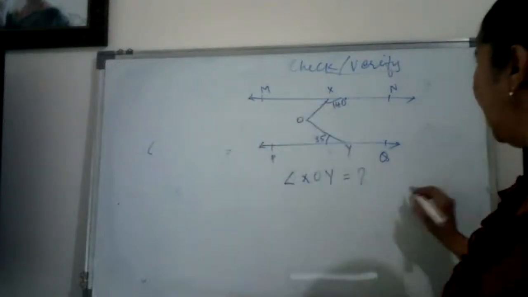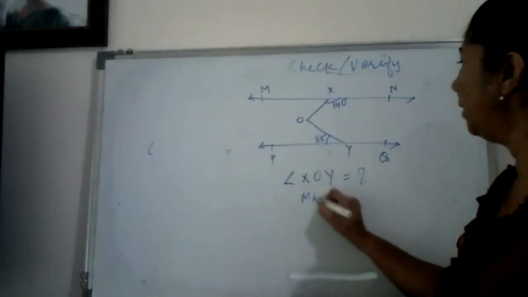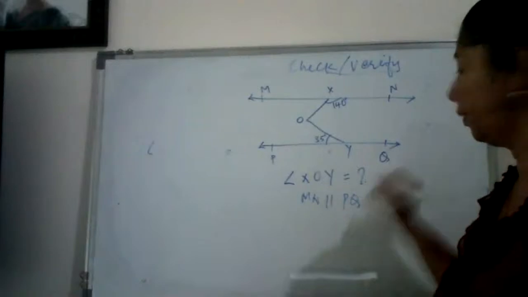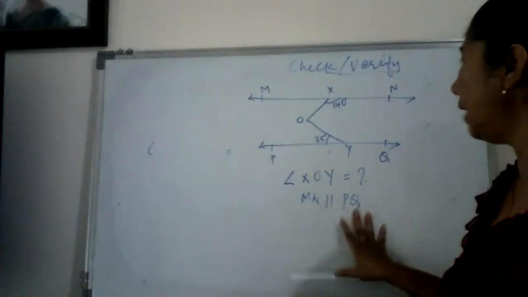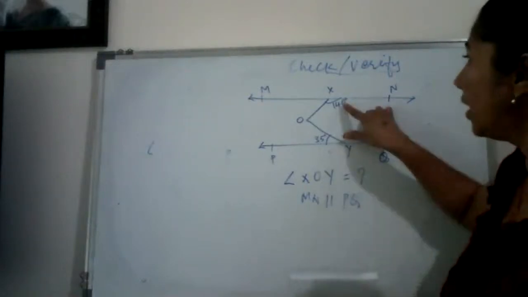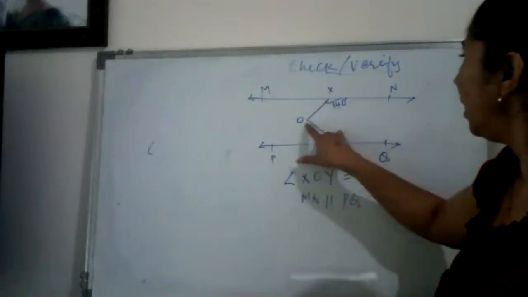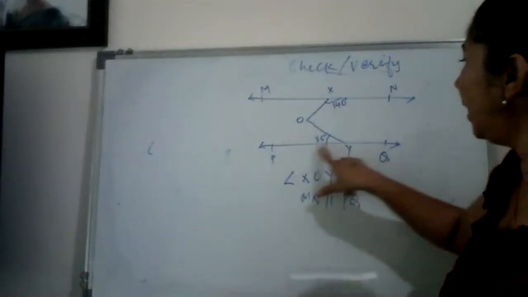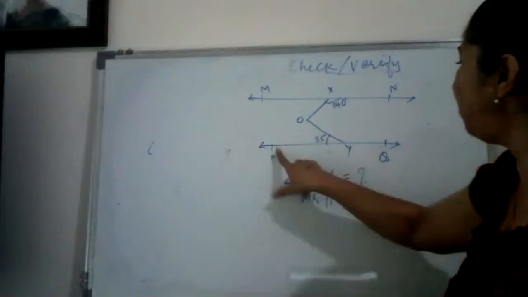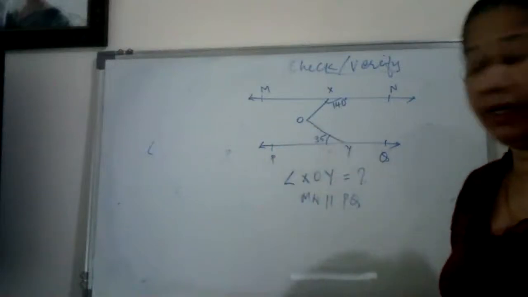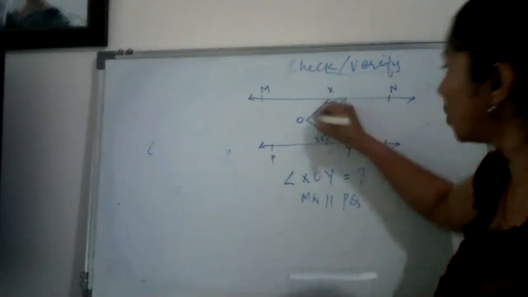It's given to you that MN is parallel to PQ. Please pay attention here. You are given this angle at X is 140 degrees and this angle you are making here, PYO, is 35 degrees. You have to find angle XOY.